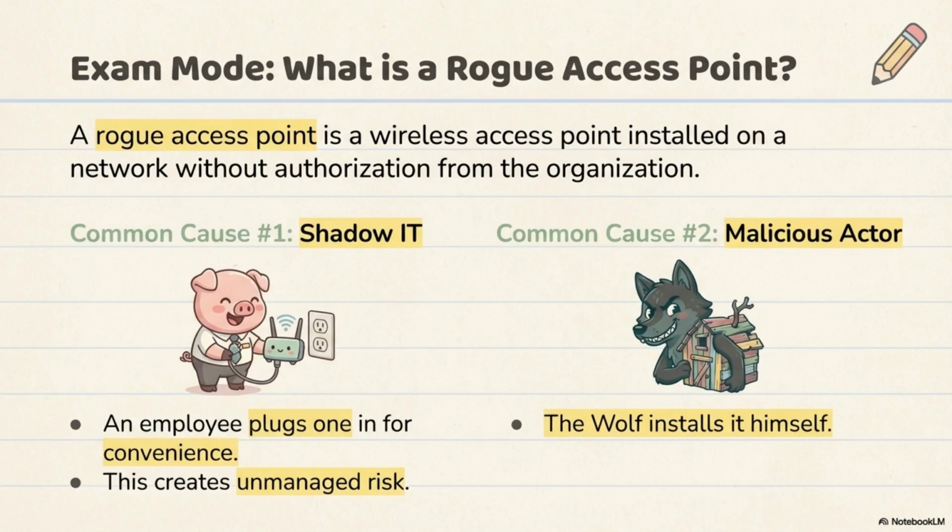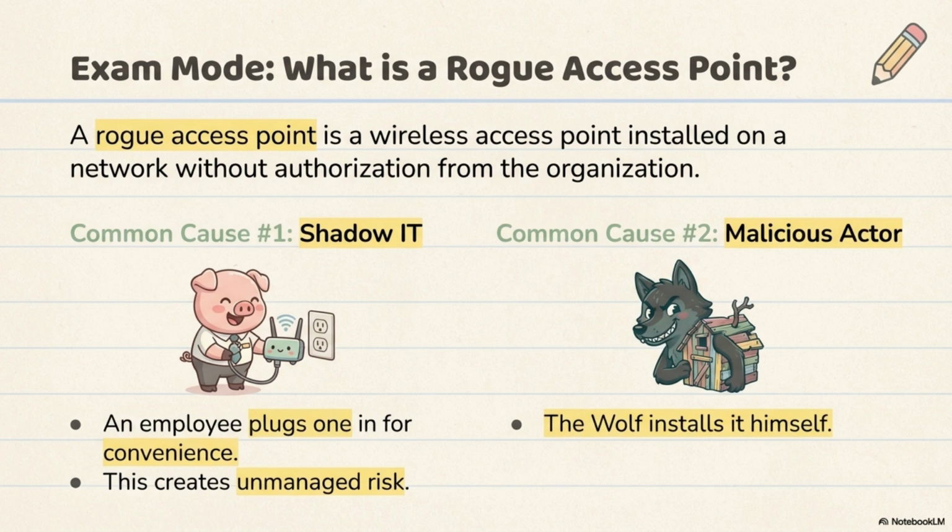A rogue access point is a wireless access point installed on a network without authorization from the organization. There are two common causes. An employee plugs one in for convenience. That is shadow IT, and shadow IT creates unmanaged risk. Or the wolf installs it himself.